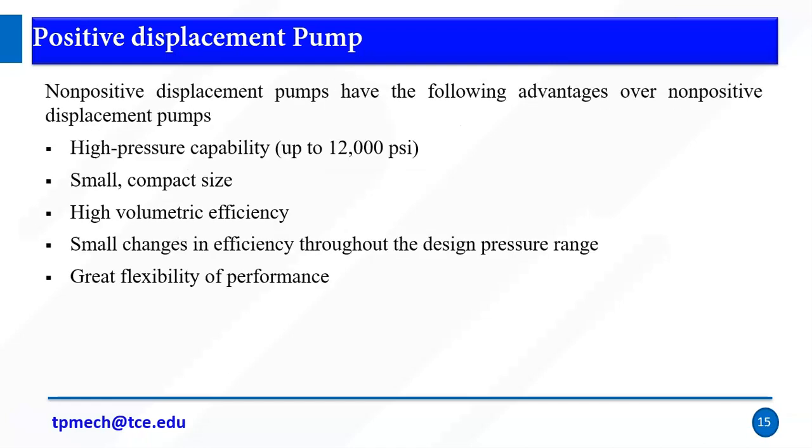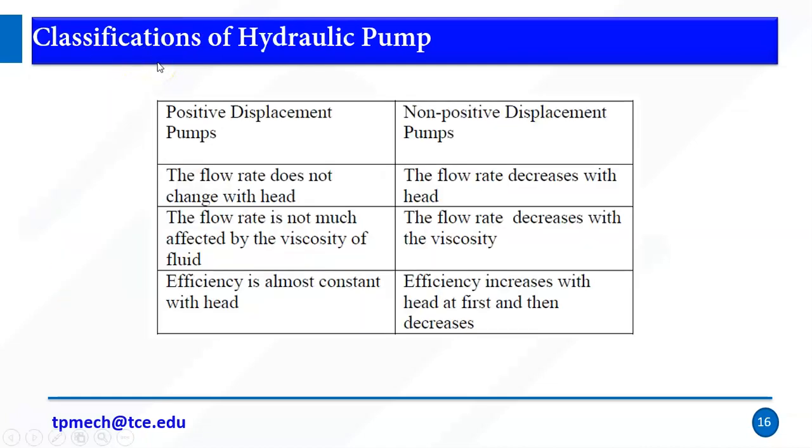So if you compare positive and non-positive displacement, we have many advantages. Right? One is high pressure capacity. The positive displacement pump has a high pressure capability up to 12,000 psi, and it is small and compact in size, very compact. You can get high volumetric efficiency. There are small changes in efficiency throughout the design pressure changes. So if you change the pressure, there are only small changes in efficiency. So, greater flexibility of performance. These are some advantages of the positive displacement pump compared to the non-positive displacement pump.